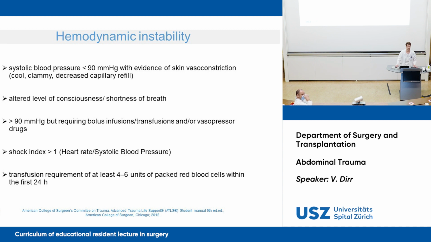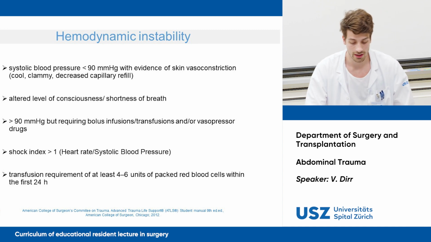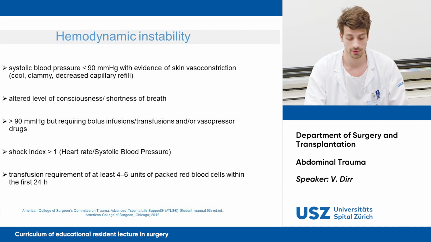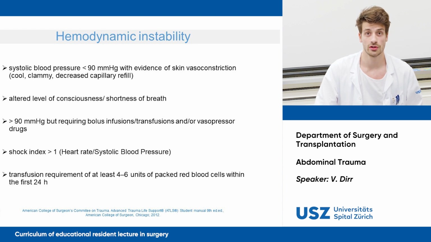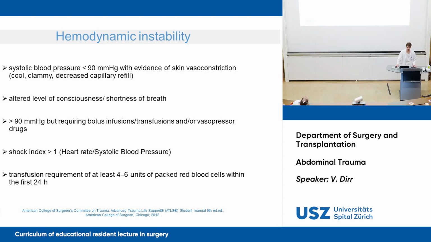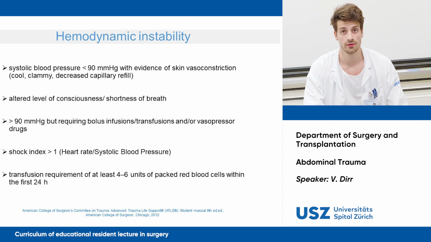Systolic blood pressure under 90, for example, or the need for massive transfusions? That's correct. So a systolic blood pressure below 90 on admission with evidence of skin vasoconstriction tells us a patient might be hemodynamically unstable. An altered level of consciousness and shortness of breath. A systolic blood pressure above 90 but requiring a lot of boluses, transfusions, even vasopressor drugs. And these patients are also referred to as transient responders. A shock index above 1, and transfusion requirements of at least 4 to 6 packed red blood cells within 24 hours.